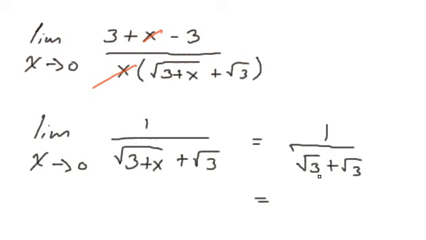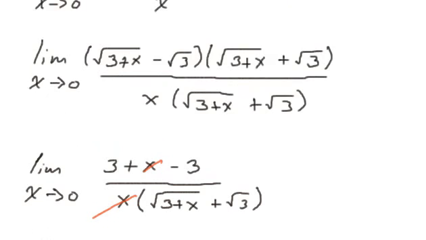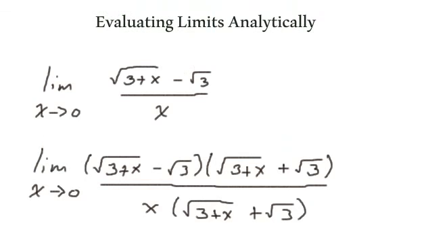But you see, we can simplify this down. These terms are both the same, and there's 2 of them. So that's just 2 times the square root of 3. So our original limit is equal to 1 over 2 times the square root of 3.